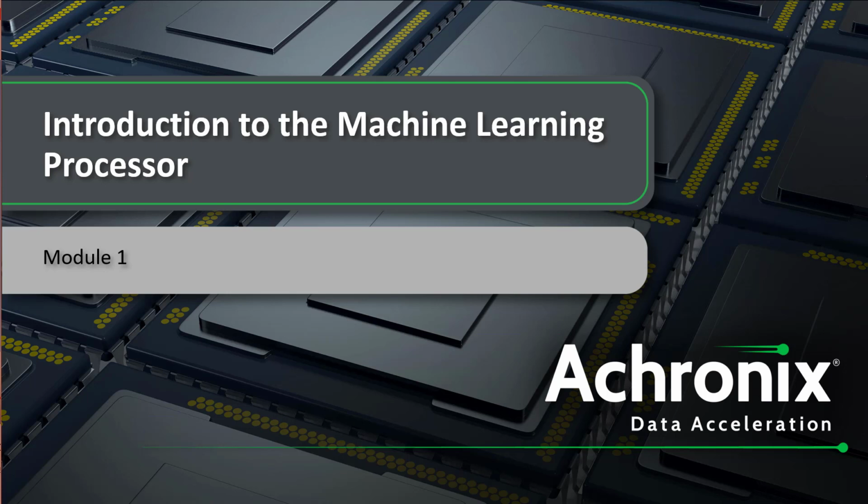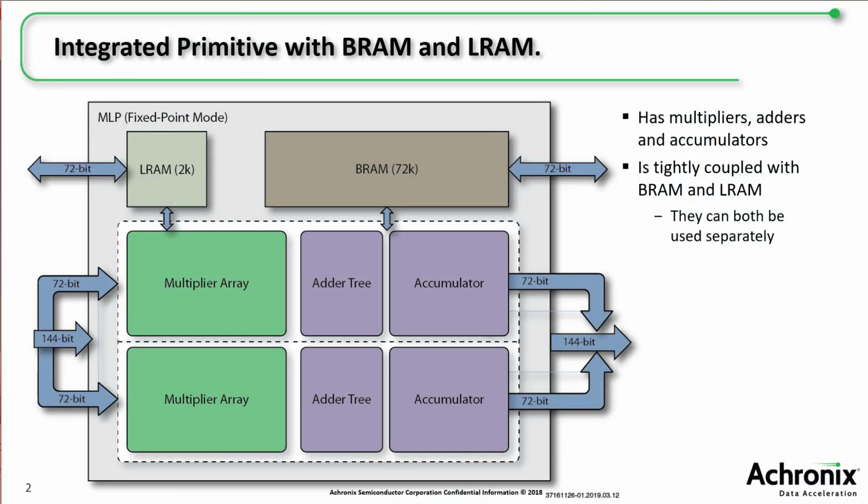Today we will introduce the machine learning processor, which is a powerful maths-based element available in the Achronix 7nm range of devices. The machine learning processor, or MLP72, is composed of an array of multipliers, adders and accumulators, allowing for powerful and densely packed maths operations. The MLP is tightly coupled with block memory, BRAM, and logic RAM, LRAM, also referred to as a register file. This allows for reuse of input coefficients or partial results.